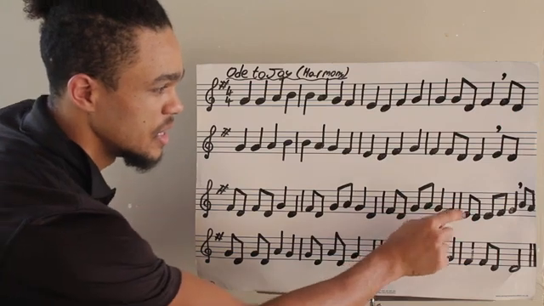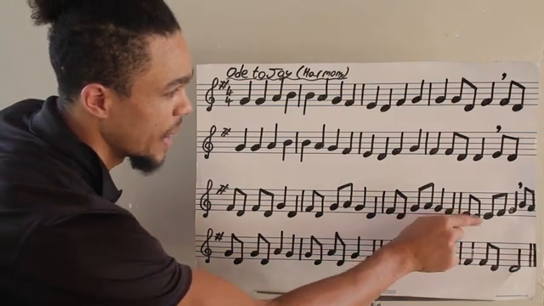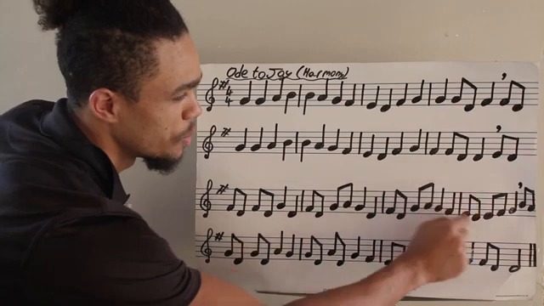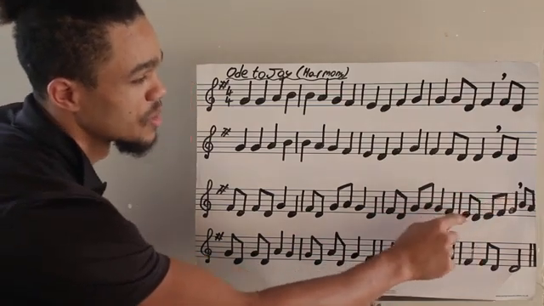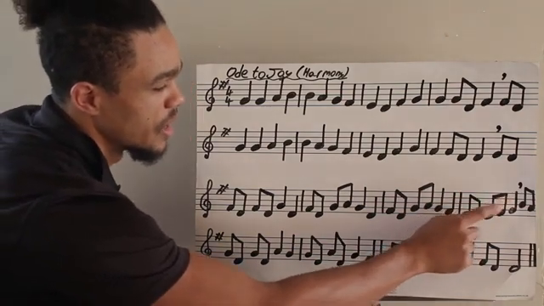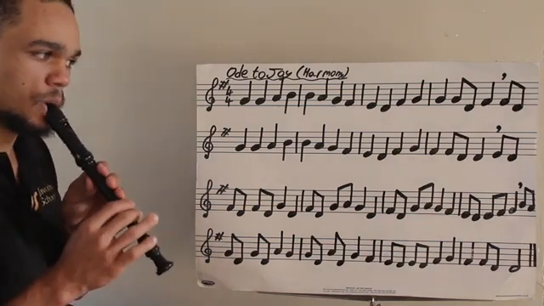Now we have a E, D. We're going to go down. E, D, back to E to F sharp. So let's try these two pairs of eighth notes. E, D, E, F sharp. 3, go.